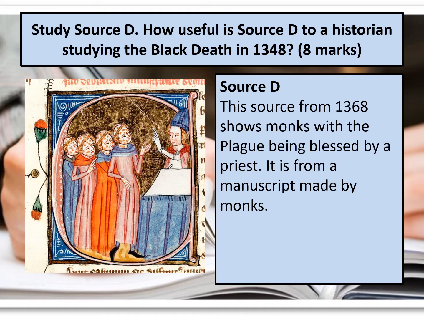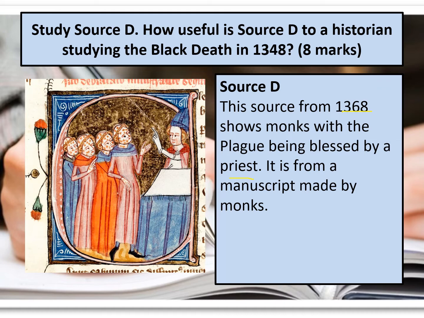And we can see here a picture, and then we've got the information about the provenance next to it, where it said that this source is from 1368 and it shows monks with the plague being blessed by a priest. It's from a manuscript made by monks. Now, in the exam, you don't have too long to be able to write about this. You only have between 10 and 12 minutes.